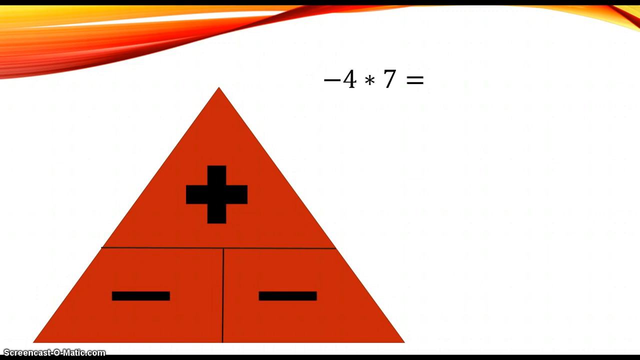We're going to multiply a negative 4 times 7. Since the 4 is negative and the 7 is positive, I'm going to draw a line through the plus sign and one of the negatives on the bottom. It does not matter which negative you choose. Notice the negative symbol left in the bottom right. That means my answer is going to be negative. Now I can multiply the numbers together. 4 times 7 is 28. Since my answer is going to be a negative, my answer is negative 28.